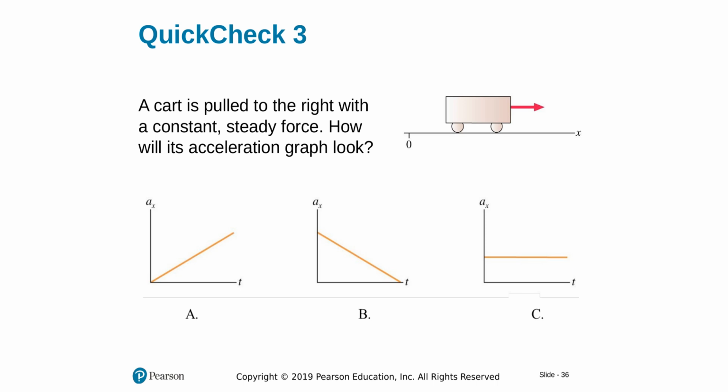So if there is a force applied to an object, there will be an acceleration, and the acceleration is directly proportional to the force, which is Newton's second law simply. So like this nice question here is telling a car is pulled to the right with a constant steady force. How will its acceleration graph look? If the force is constant, acceleration also will be constant. So this will be the answer.